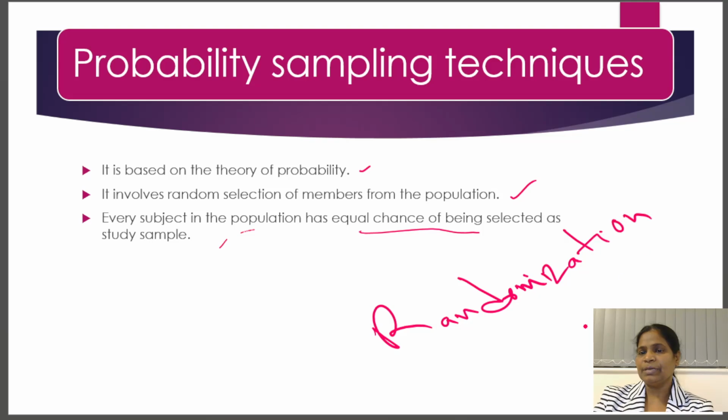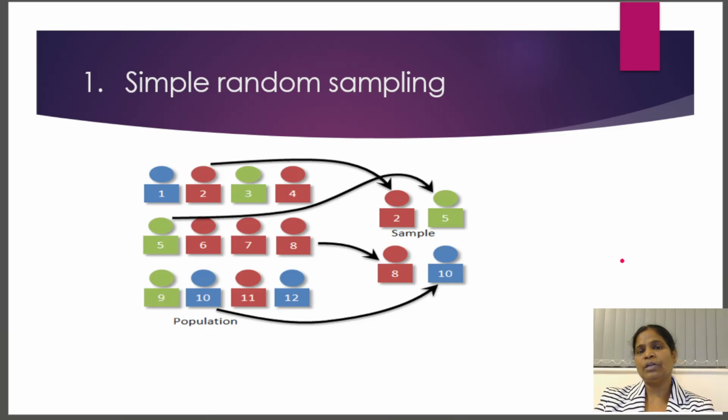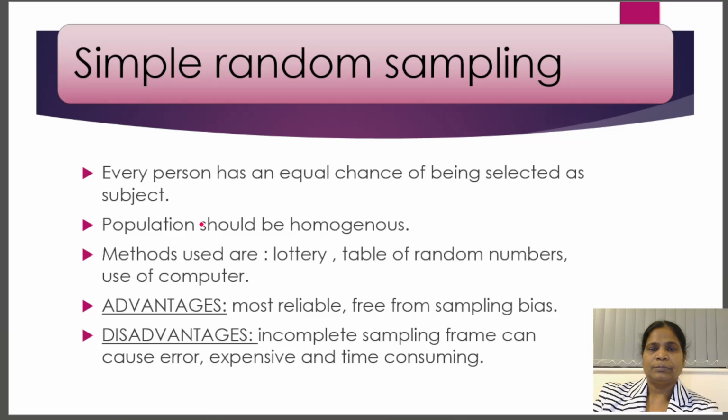So regarding this randomization, we have seen this in true experimental research design, which has manipulation, control and randomization. Under this first one, we have simple random sampling. When we say simple random sampling, it is like every member has an equal opportunity of getting involved in the study. The population here should be homogeneous to use this technique, and the methods used are the lottery method.